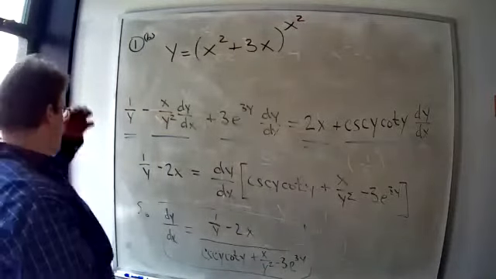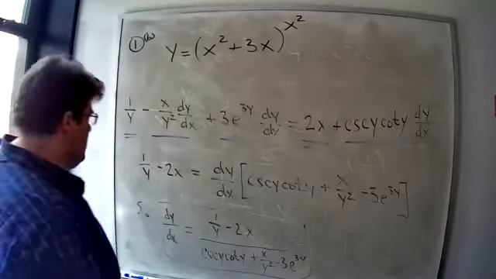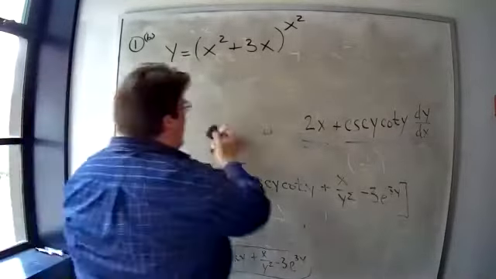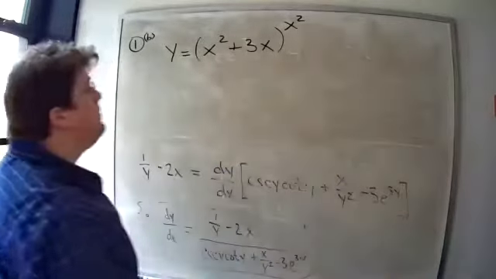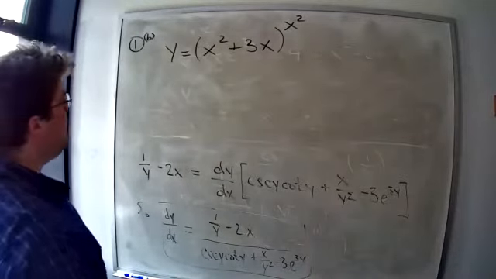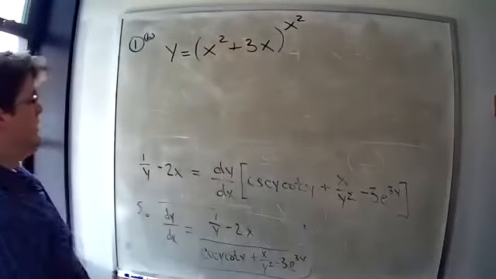Part B, we have y equals x squared plus 3x all to the x squared. So we have here x is in the base and x is in the exponent. Well, there's no general rule that you can apply when you have x's in the base and x's in the exponent and they're different.